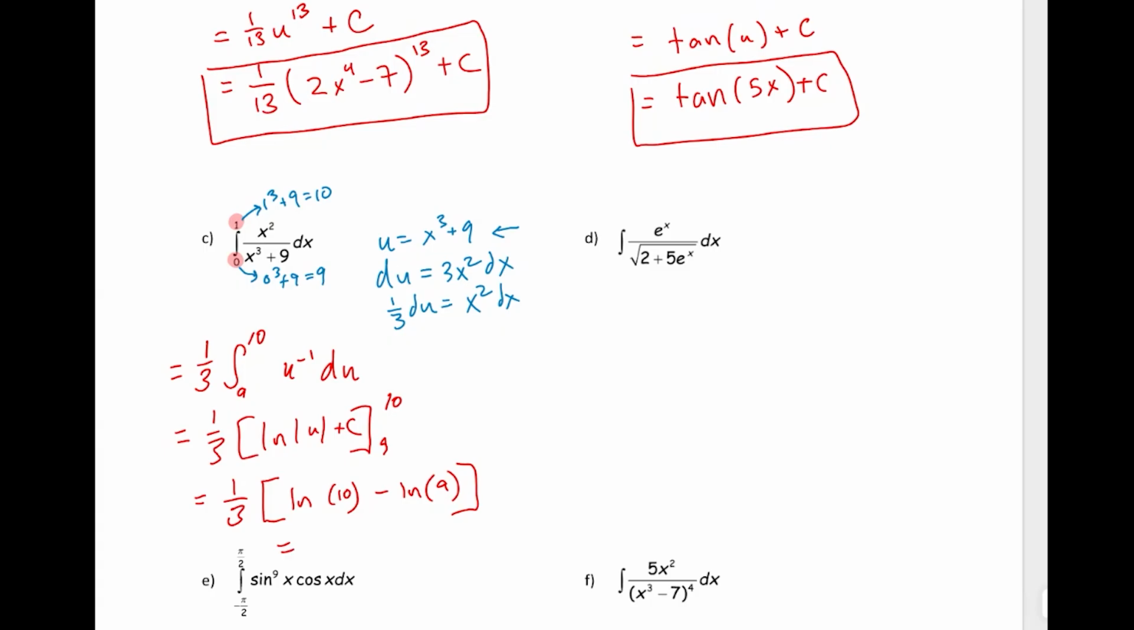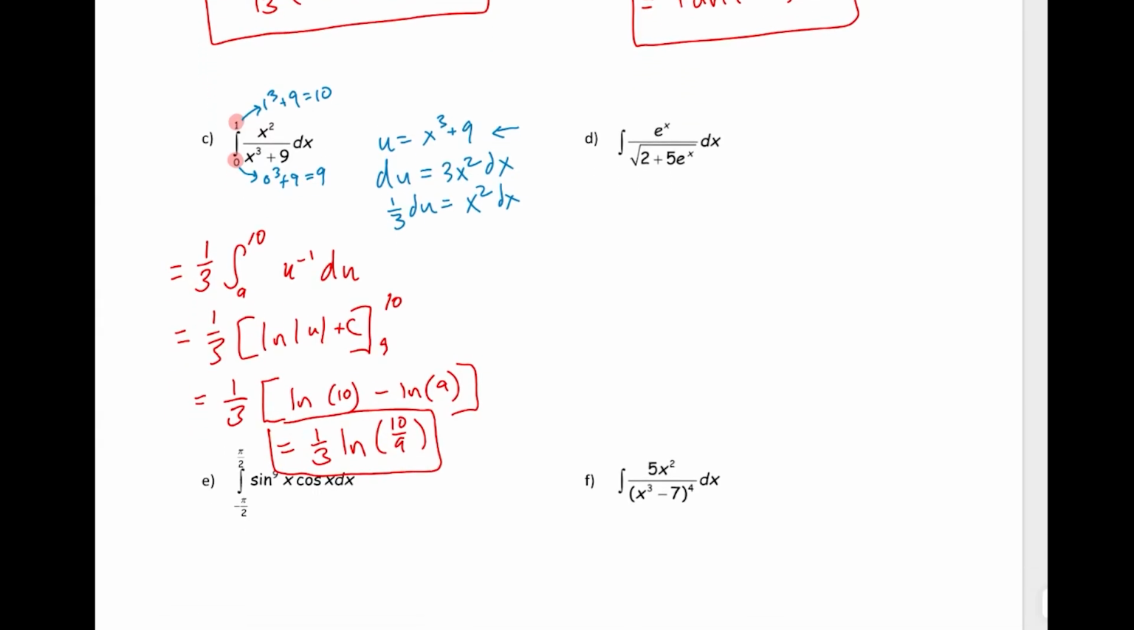Just one more step, and that is when you subtract two logs with the same base, you can rewrite that as a quotient of those arguments. So it would be natural log of 10 over 9. Either of these answers are going to be fine if the question is free response, but if it's multiple choice, it's more likely that they're going to have the answer written like what I have boxed there.